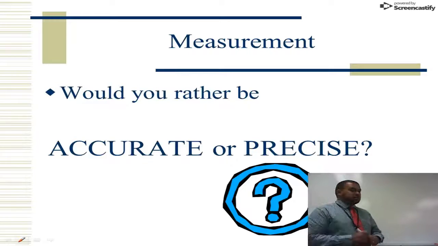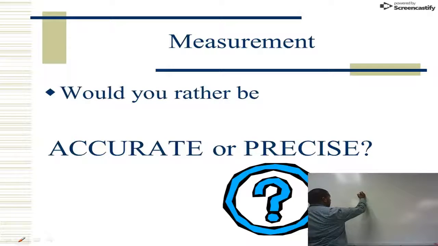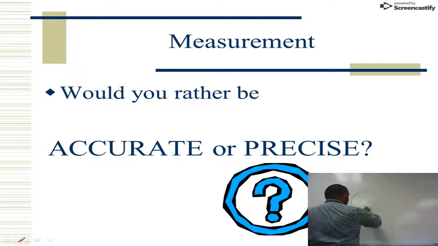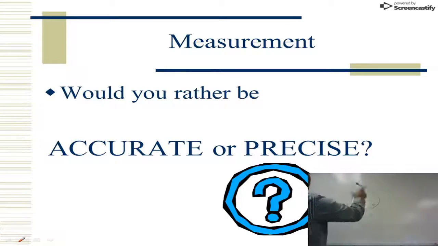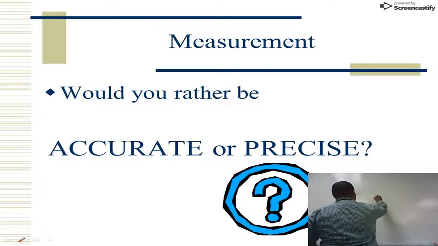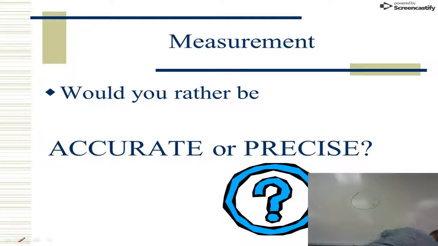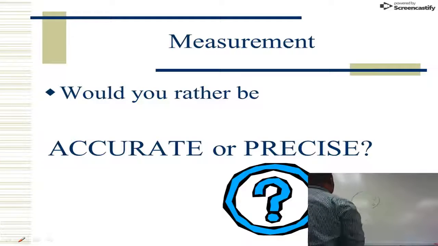So the question is it better to be accurate or precise? So let's say you have a nice target here, okay? And I take my nice dry erase marker and I throw it without looking. I made a mark here. I pick it up again, and I throw it without looking. I made a mark here. I again throw it without looking. I make a mark here.